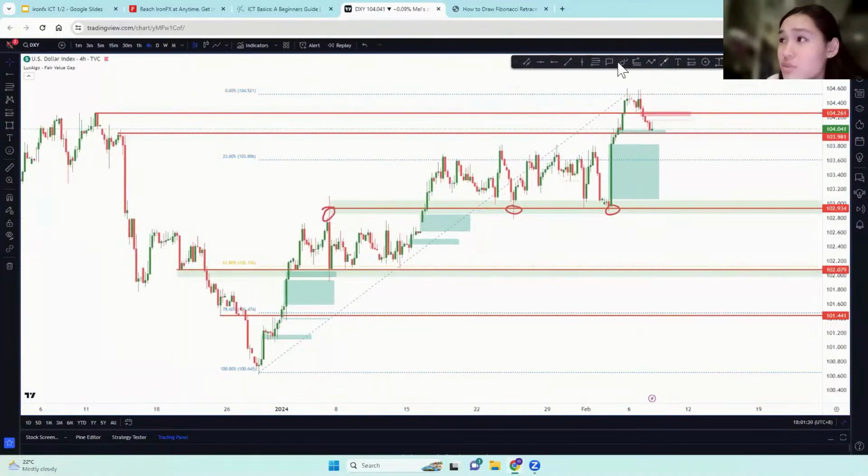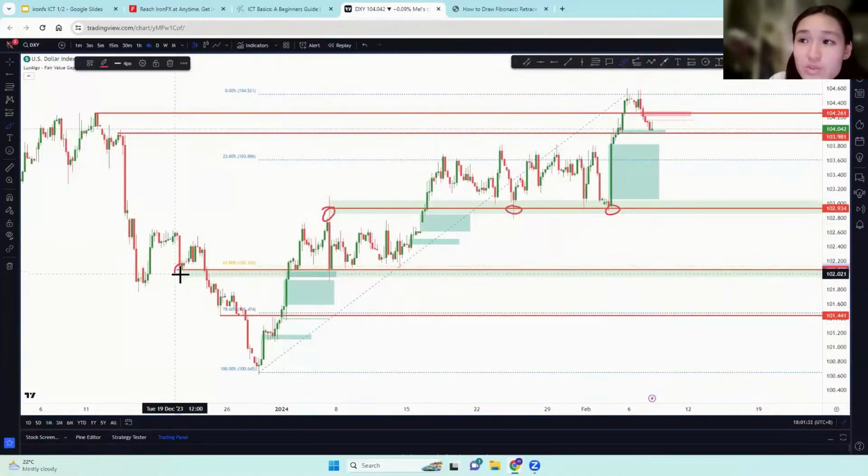The reason I say it's significant is that we have one swing low, two, three, and four levels lining up. So we can expect price to be attracted to that area again and then bounce off of it.